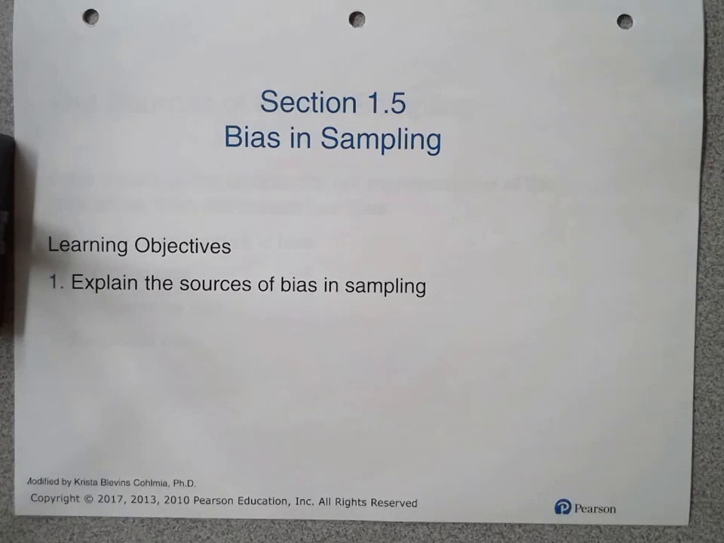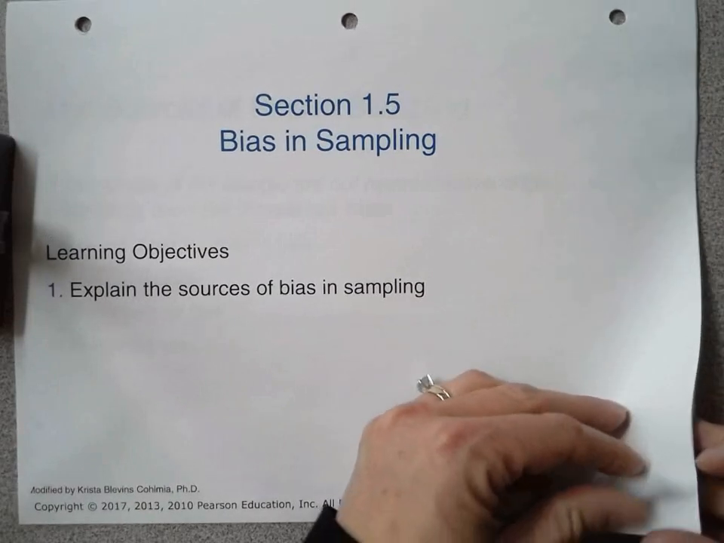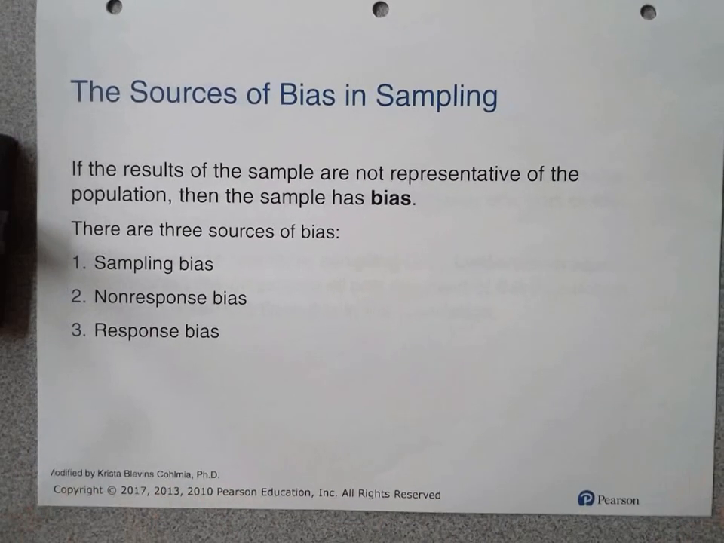And so bias and sampling is a very important topic to talk about as we go through statistics. So the sources of bias and sampling. Okay, so what is bias?